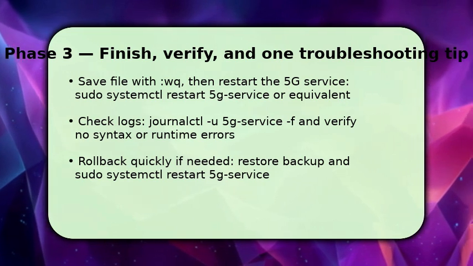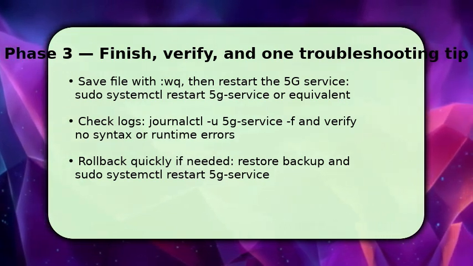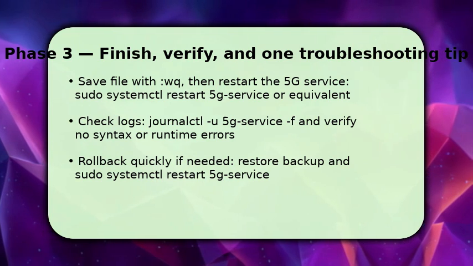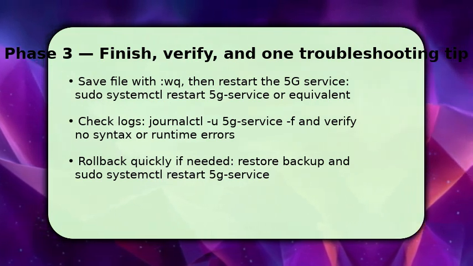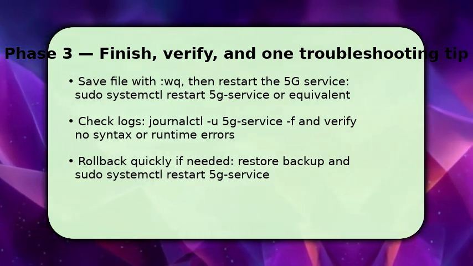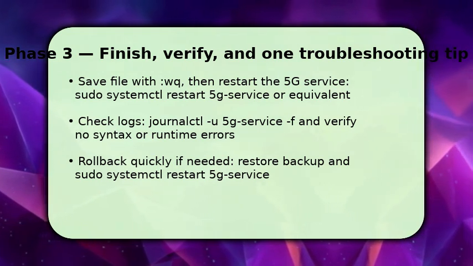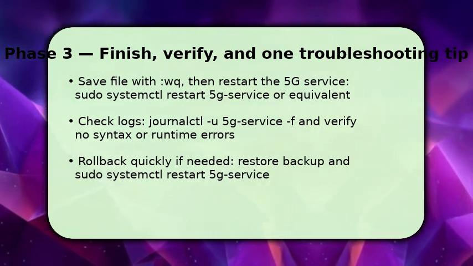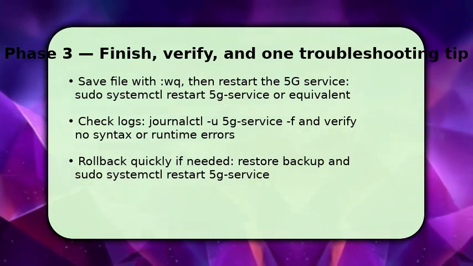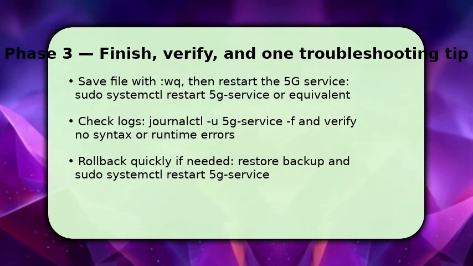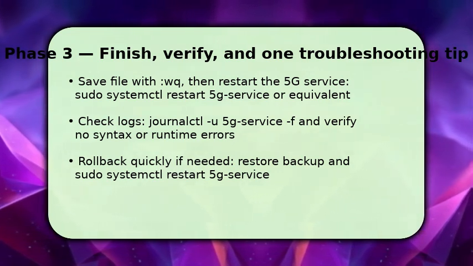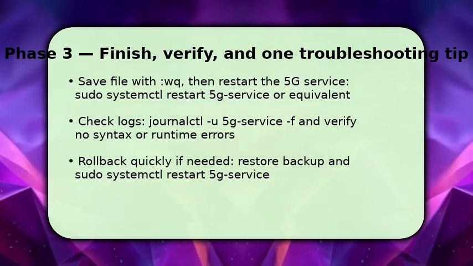Next, watch logs with journalctl -u 5g-service -f to confirm the node booted cleanly and there are no parser errors. If you see failures, restore the backed up config and restart again. That rollback is your quickest recovery. One troubleshooting tip: if the service fails on boot, run a syntax check or compare diffs to catch stray commas or misspelled keys.